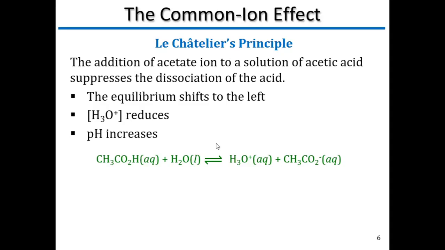If we don't add any acetate ion, acetic acid will dissociate to its fullest extent, as much as it can given its Ka. So we're going to form a certain level of H3O plus. And remember that if we have more H3O plus, we have a lower pH. Here we're adding acetate ion, so we're adding a product. So we're going to shift the equilibrium to the left, suppressing the amount of acetic acid that can form H3O plus. Therefore, we're going to have less H3O plus and therefore a higher pH. So really, this is just Le Chatelier's principle at work.